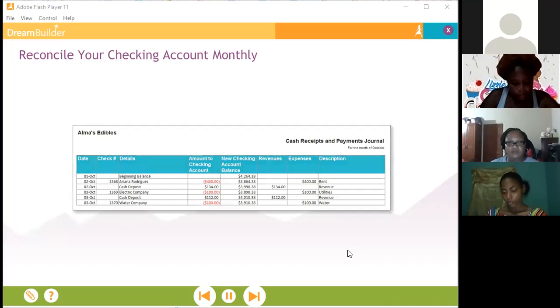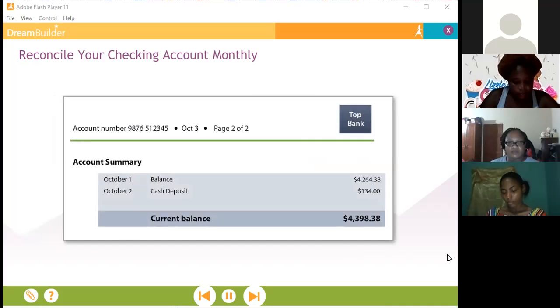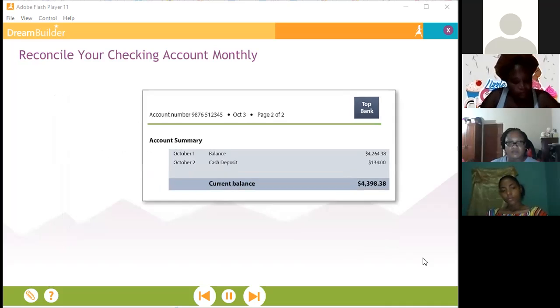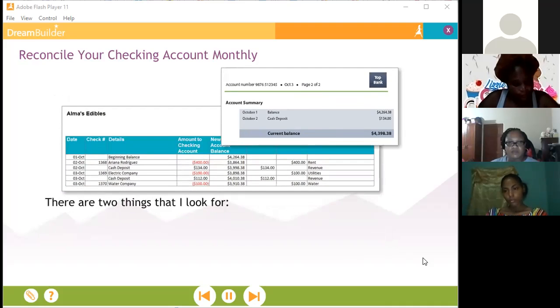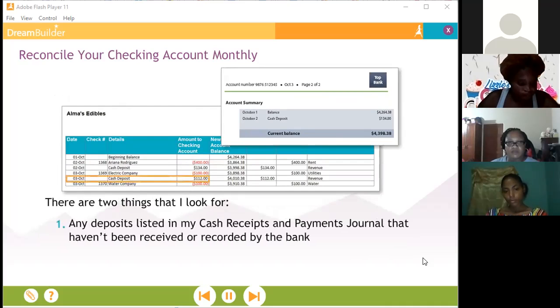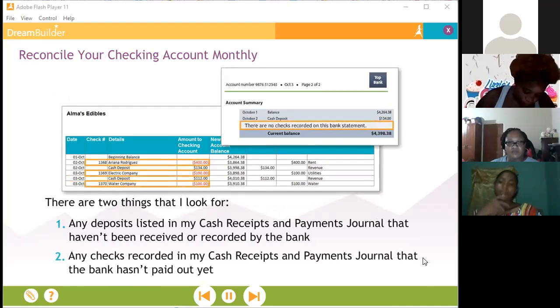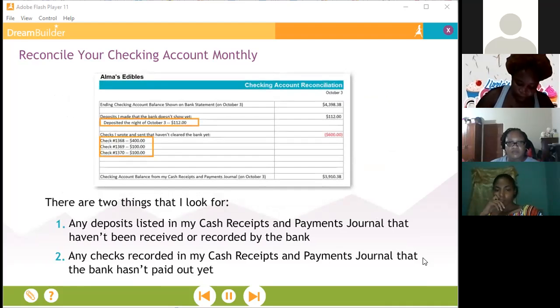My bank usually prints out a bank statement each month and sends it to me. I reconcile my business checking account by comparing this statement against what I've recorded in my cash receipts and payments journal. These are the two things that I look for. First, any deposits listed in my cash receipts and payments journal that haven't been received or recorded by the bank. And second, any checks recorded in my cash receipts and payments journal that the bank hasn't paid out yet. I make note of these items.